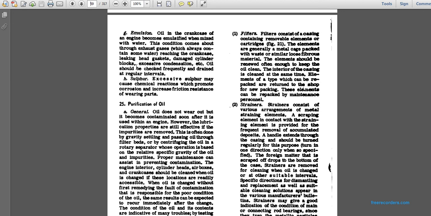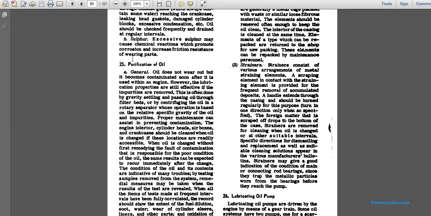H. Sulfur. Excessive sulfur may cause chemical reactions which promote corrosion, increase friction, and resistance to the wearing of the parts.